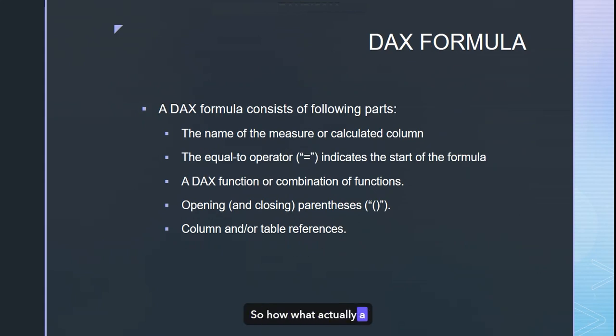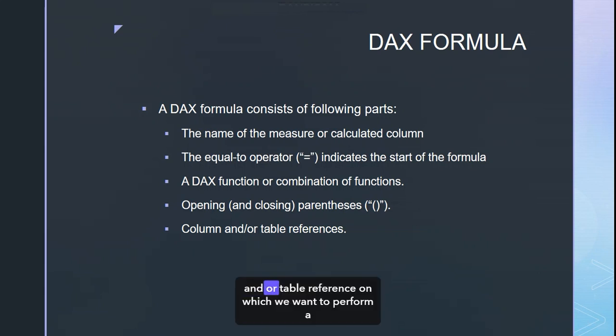So what does a DAX formula look like? A DAX formula consists of 5 parts. The first one is the name of the measure. The second one is the equal operator. The third one is a DAX function or combination of functions. Next we have opening and closing parentheses. And finally we have a column and or table reference on which we want to perform a DAX formula.